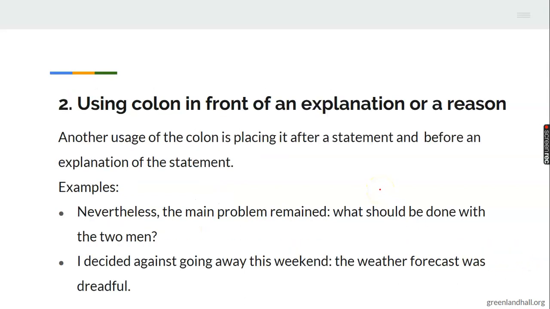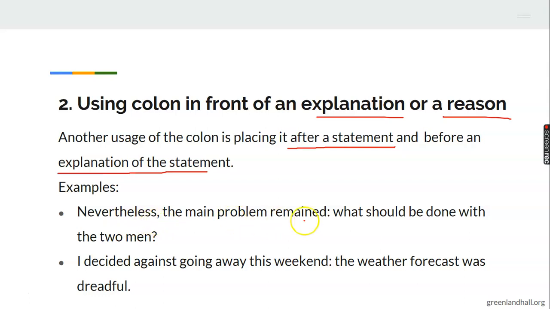Okay, the next one, using colon in front of an explanation or reason. Another usage of the colon is placing it after a statement and before an explanation. Note that, after a statement and before an explanation of the statement. Okay? For example, nevertheless, the main problem remained: what should be done with the 2 men? Now look at it.